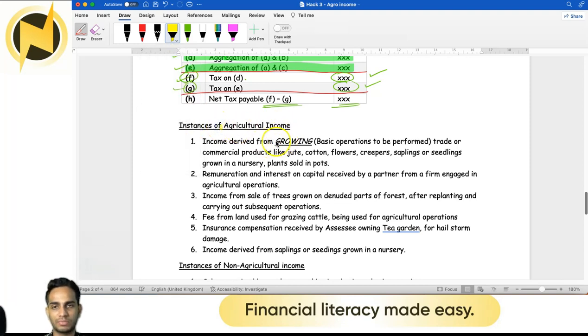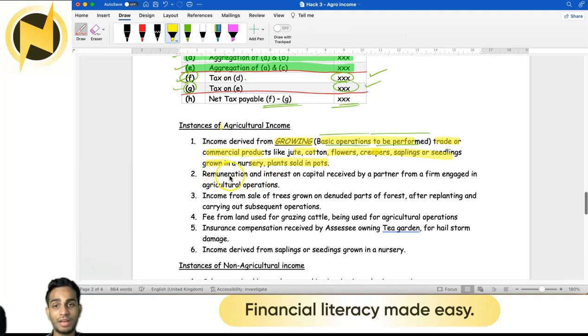Instances of agricultural income. So income derived from growing, that is basic operations performed, trade or commercial products like jute, cotton, flowers, creepers, saplings, seedlings and nursery plants sold in pots. That's agricultural income. So it's not necessary that you have to grow rice or paddy or wheat or tea or coffee. No. It can be things like jute, cotton, flowers, creepers. It can be nurseries selling plants in pots. But make sure basic operations are performed.